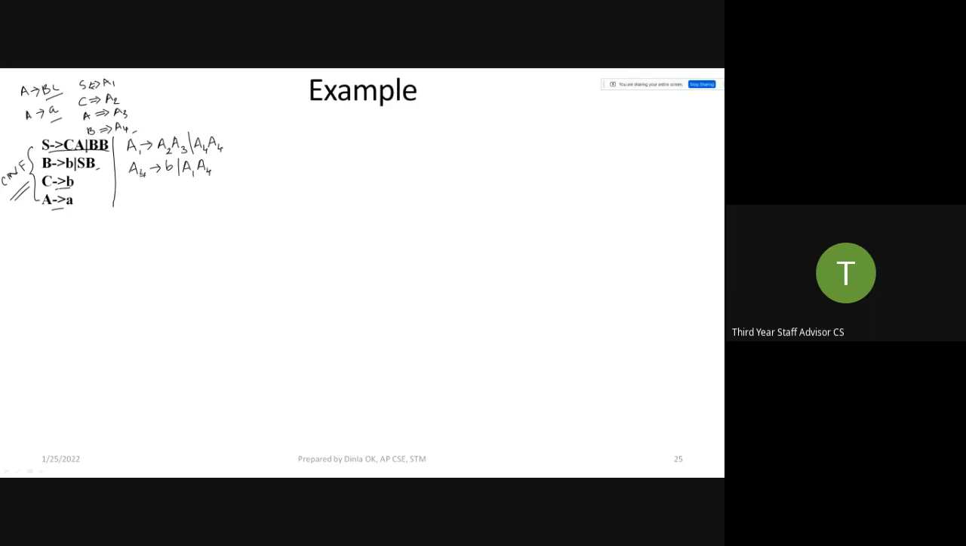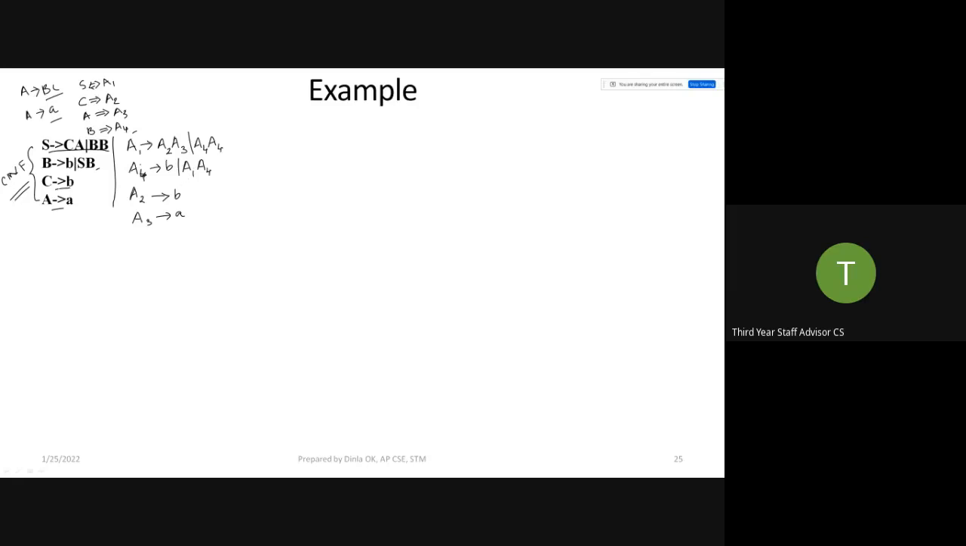Okay, so this is A4 implies B, or A1 A4, and next is C, which is A2 implies B. And we have A, which is A3 implies A. So this will be the production after renaming the non-terminals. So it is A1 implies A2 A3, or A4 A4, A4 implies B, or A1 A4, A2 implies B, A3 implies A.